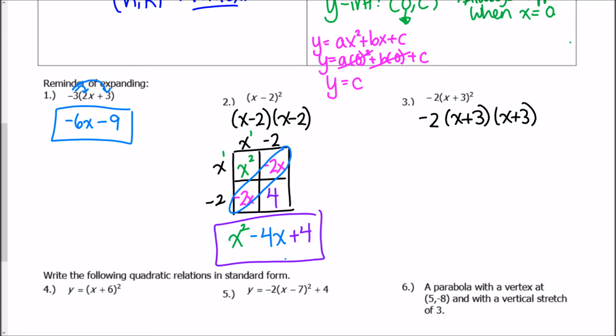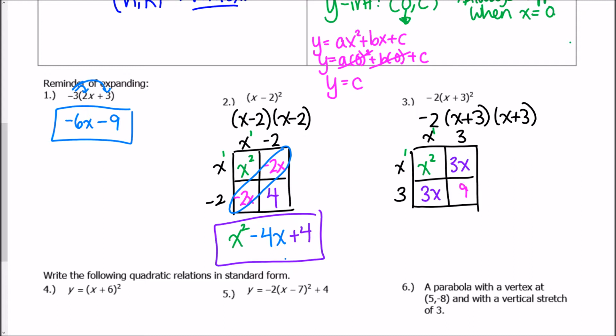Okay, so I'm going to make a box that's 2 by 2 for x plus 3 times x plus 3, and then I'm going to go from there. So right here, x to the power of 1 times x to the power of 1 is x to the power of 2. Right here, x times 3 is 3x. Here, 3 times x is also 3x. And then lastly here, 3 times 3 is 9.